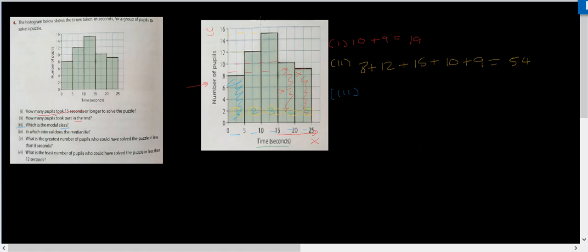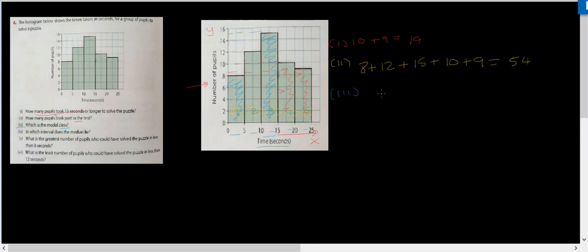So if we have a look here, which bar is the highest bar? It's going to be this one here. It's the group that has the most students within it. What we're saying is that the most common time it took students to solve this problem was between 10 and 15 seconds. This class would represent the modal group because it's the time period that shows up with the most frequency amongst the whole population of students that took part in the test.